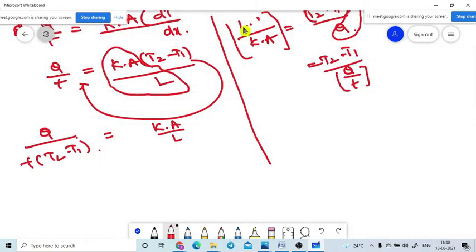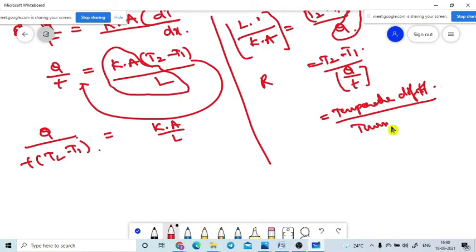And now this total is nothing but resistance. It is the temperature difference of the two sides of the material divided by Q by T, which is nothing but thermal current. How can you define this one? It is the ratio of the temperature difference between the two points of the material to the thermal current passing through the two points of the material.